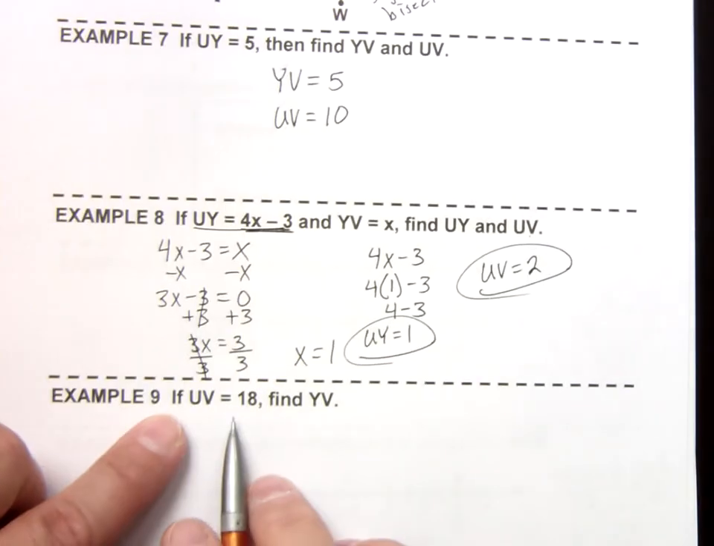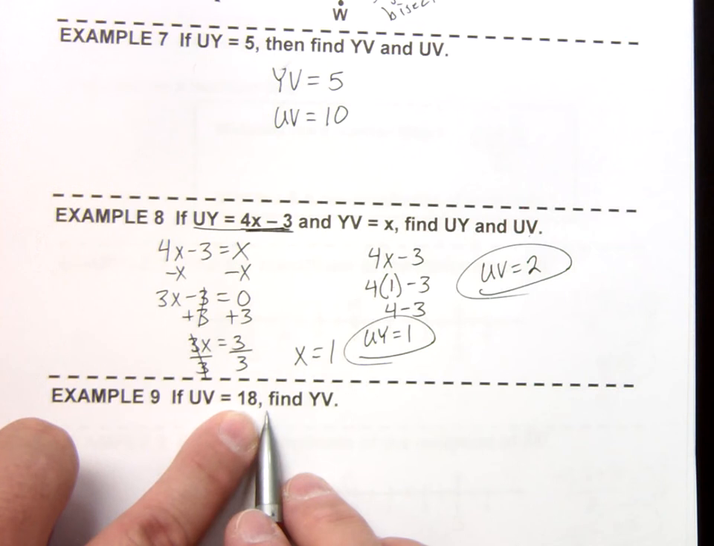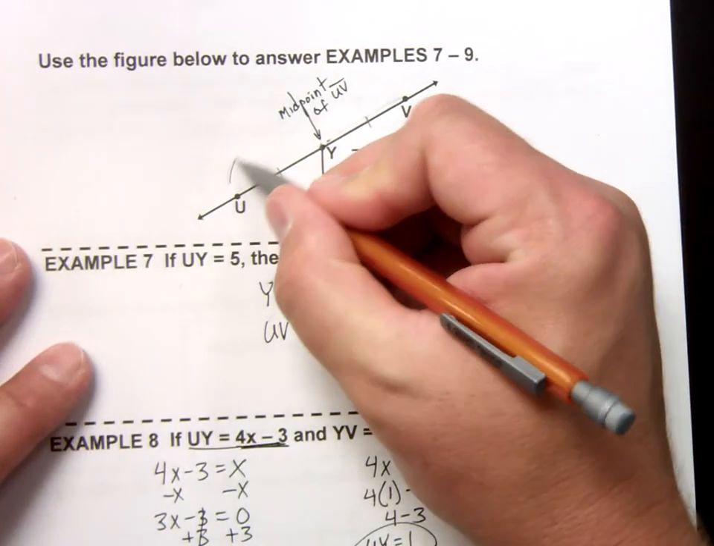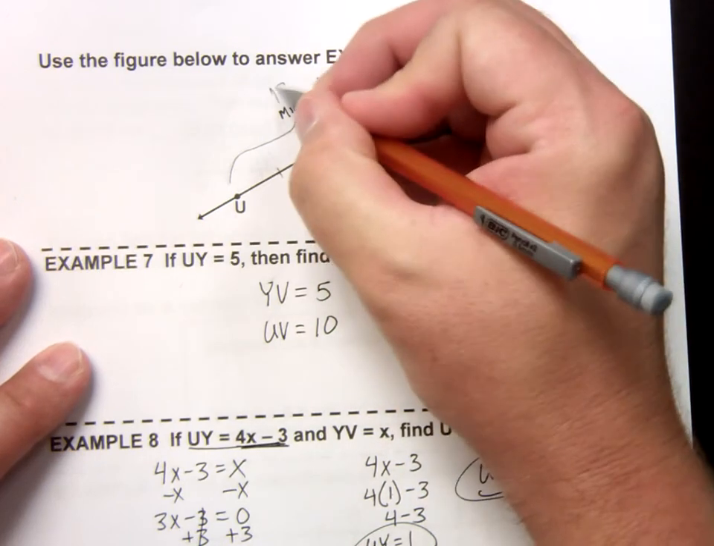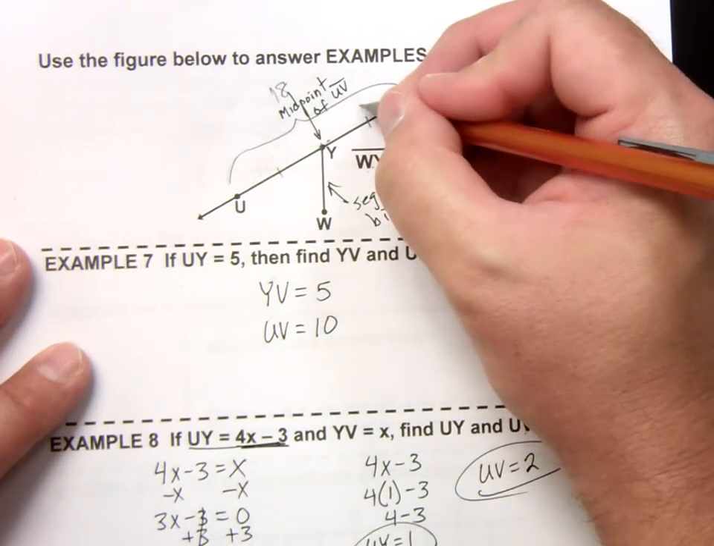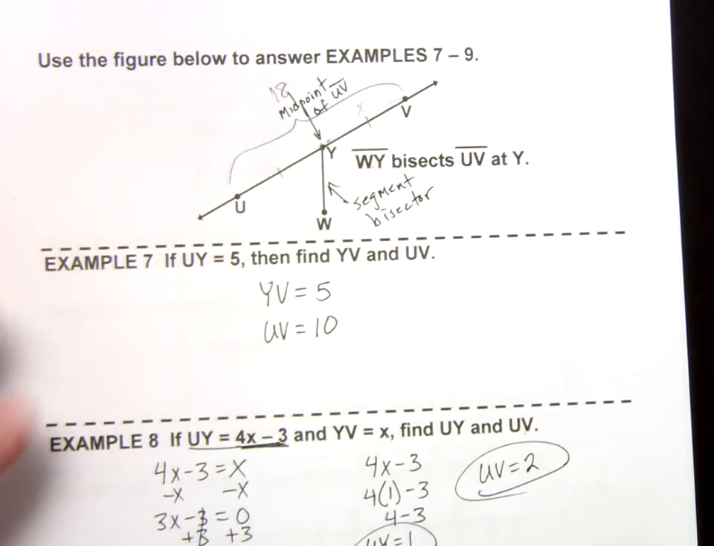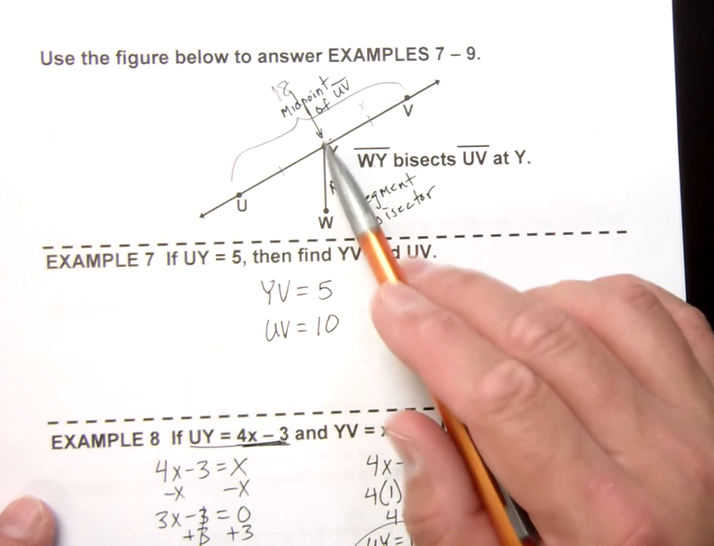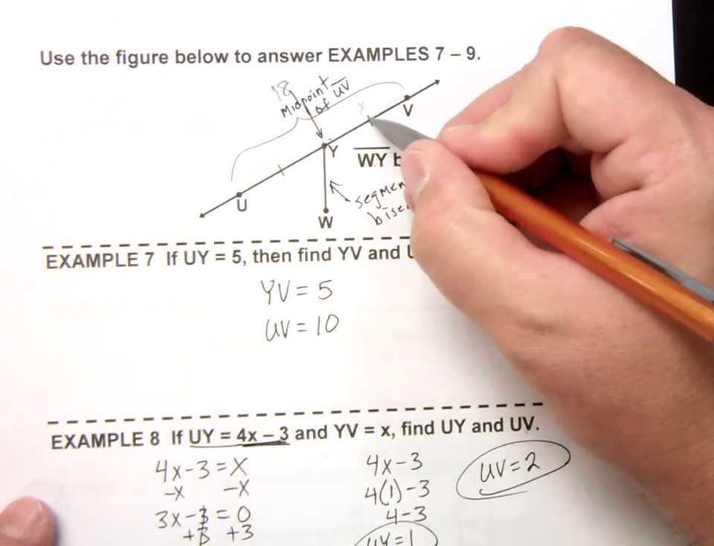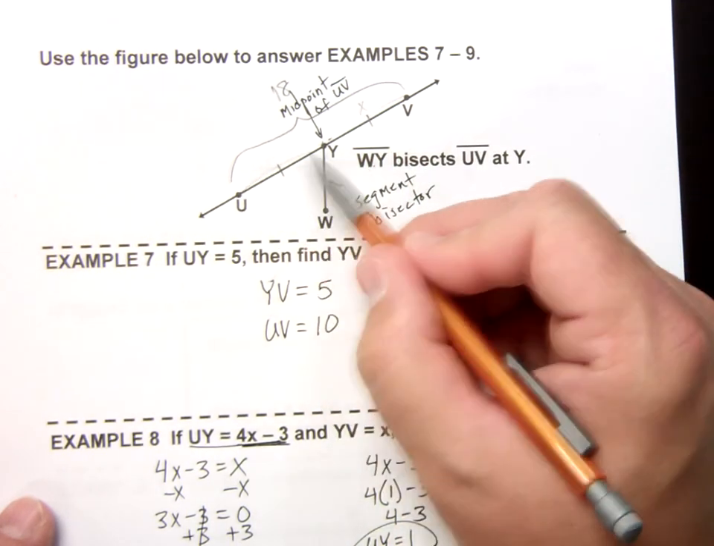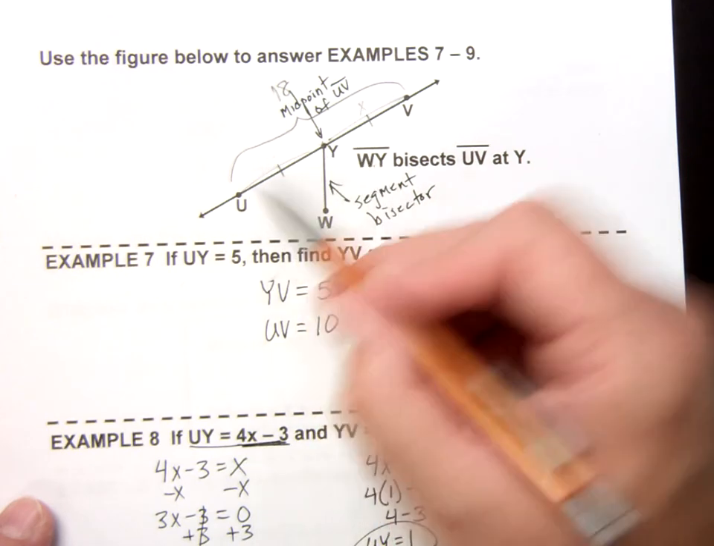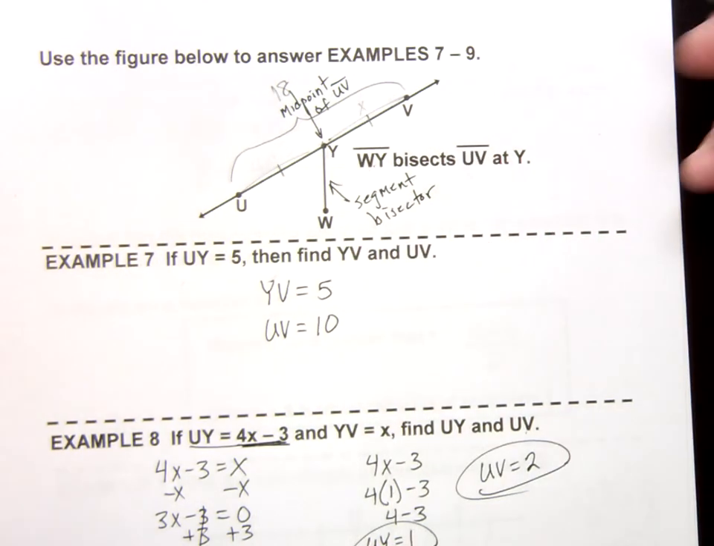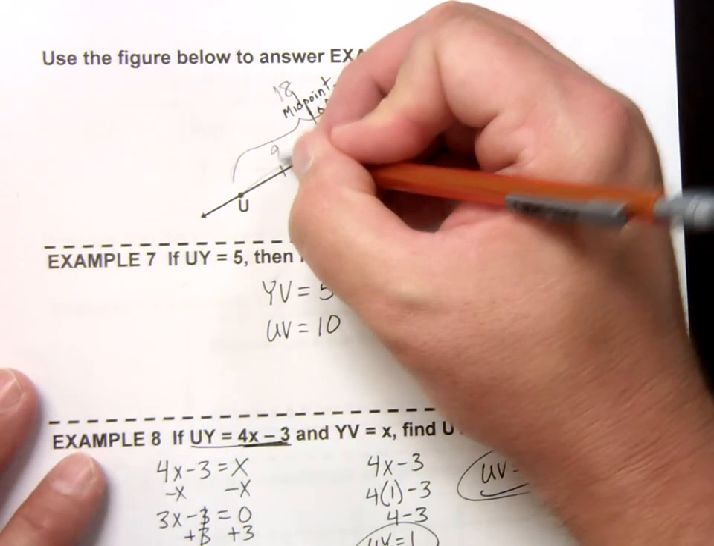Alright, so example 9. If the distance from U to V is equal to 18, find the distance from Y to V. So the distance from U to V is 18, and we want to know the distance from Y to V. Well, if this entire segment is 18, it is being bisected. It is getting split into two congruent halves. That means that each one of these parts has to be exactly half of that whole. So what's half of 18? Half of 18 is 9. So each of these segments will end up being 9.